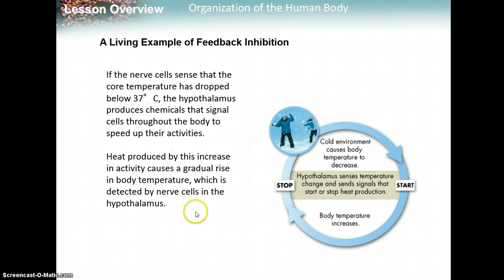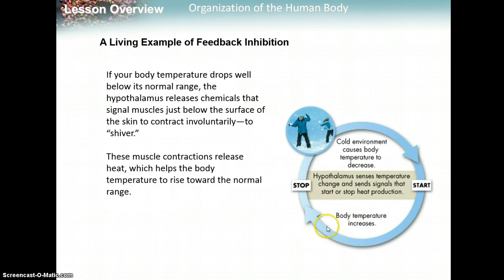Heat produced by this increase in activity causes a gradual rise in your body temperature, which is detected by the nerve cells in your hypothalamus. So here you're cold, and the activities in your cells increase to help raise your body temperature. If your body temperature drops well below its normal range, the hypothalamus releases chemicals that signal muscles just below the surface of the skin to contract involuntarily, which is known as shivering. That's when you start to shiver to help build up some heat in your body. These muscle contractions release heat, which helps the body temperature rise towards the normal range.